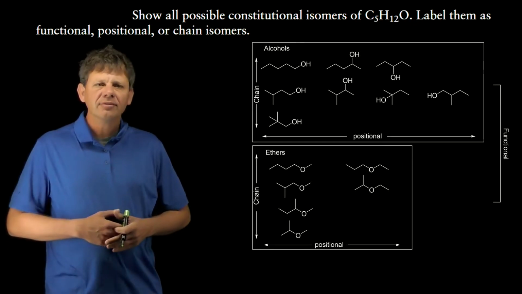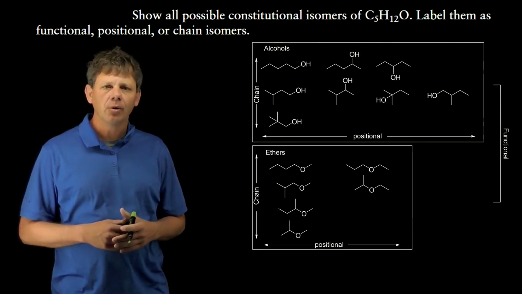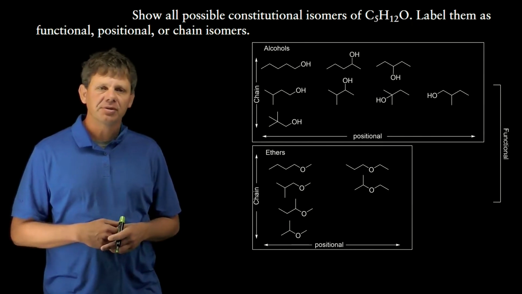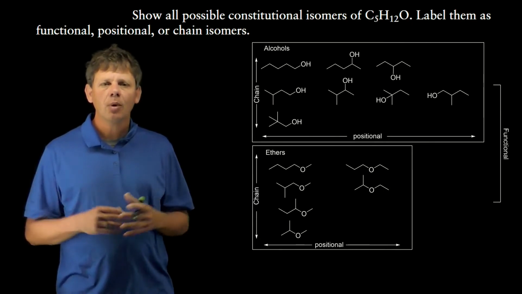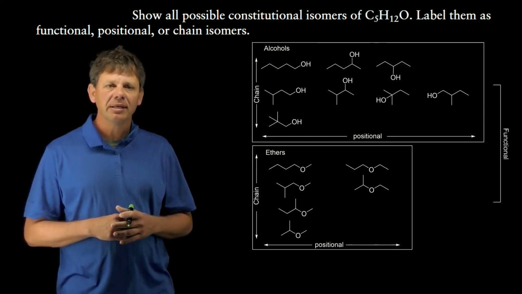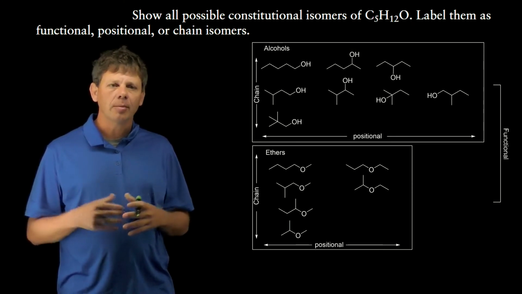In this assessment, we're asked to show all possible constitutional isomers of C5H12O and label them as functional, positional, or chain. I've gone ahead and shown the answer here. The takeaway message from this assessment is the idea of isomerism and just reminding us what isomerism is.